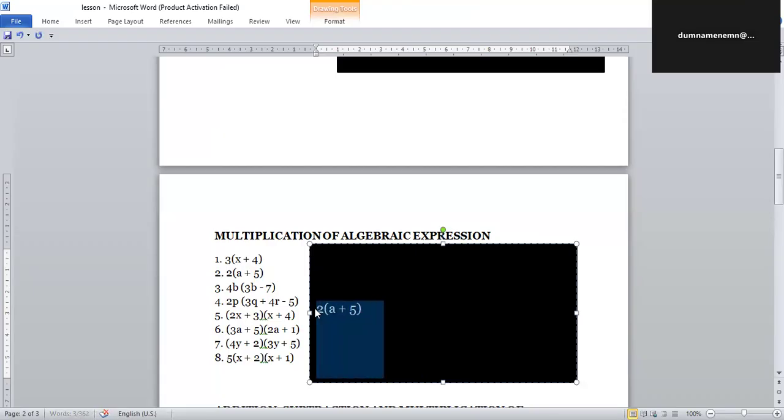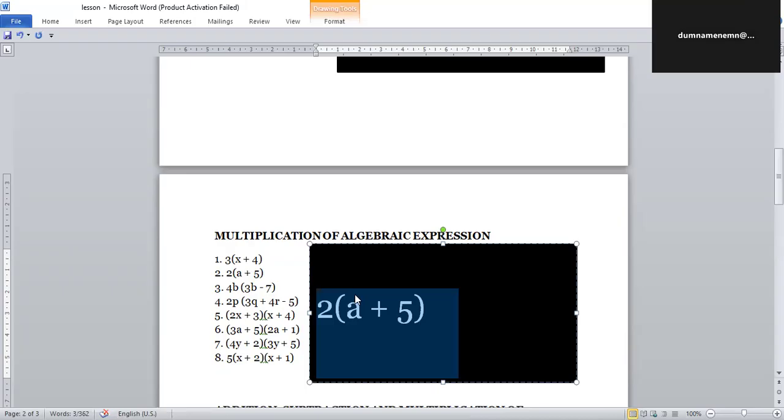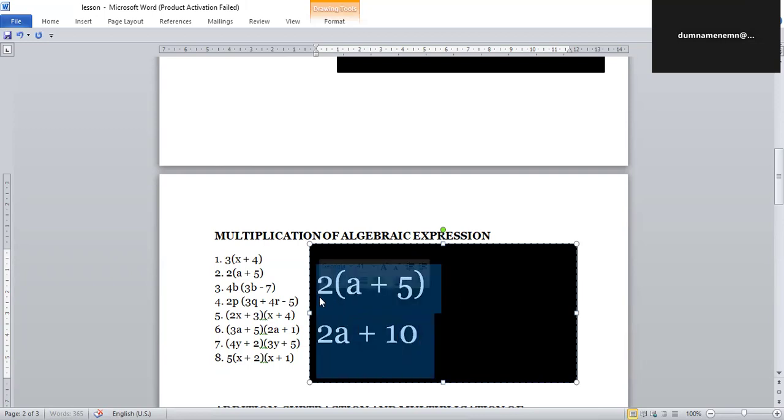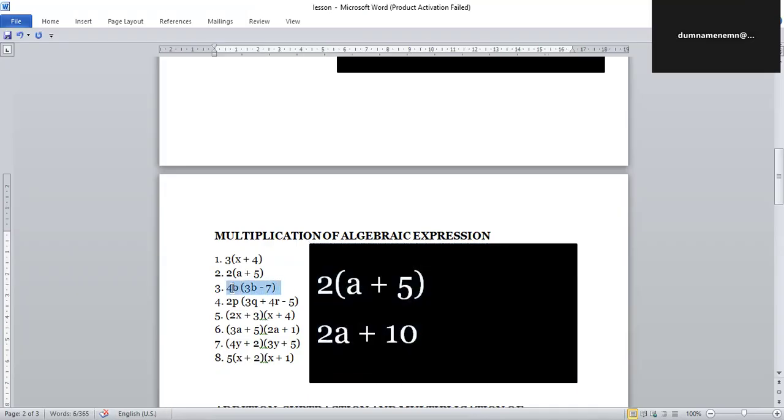All right, so the number that precedes the bracket is going to multiply every number in the bracket. So 2 will multiply A, 2 will multiply 5. So 2 multiply A, I'm going to have it to be 2A. 2 multiply 5, I'm going to have it to be 10. Very easy. So that is the answer for question 2. Let's try that of 3.